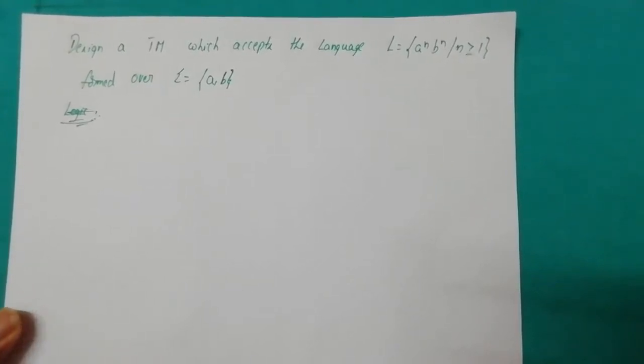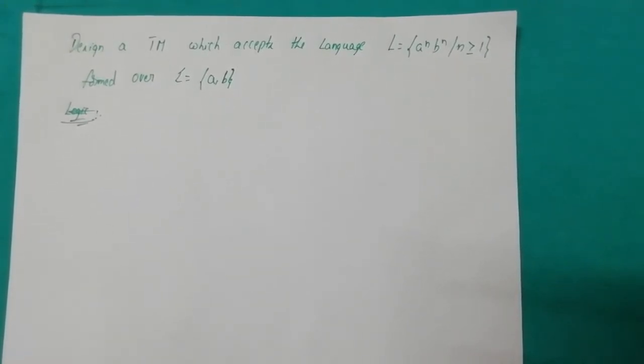Hello everyone. Now in this lecture we are going to see how a Turing machine accepts the language L = a^n b^n such that n ≥ 1, formed over Σ = {a, b}.